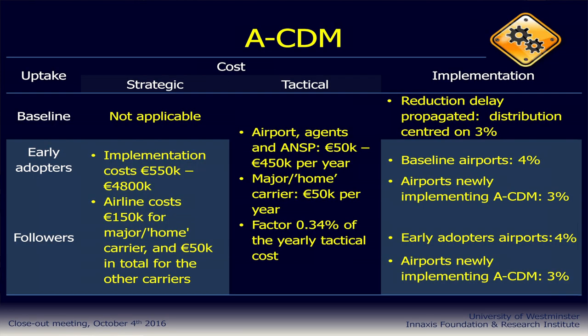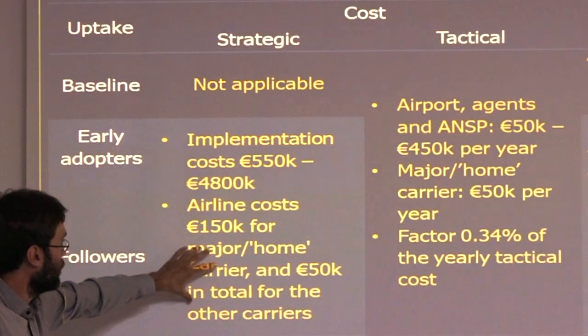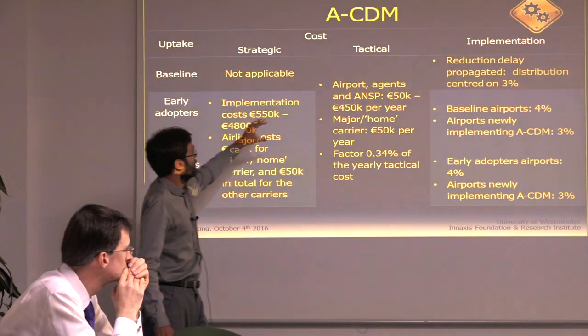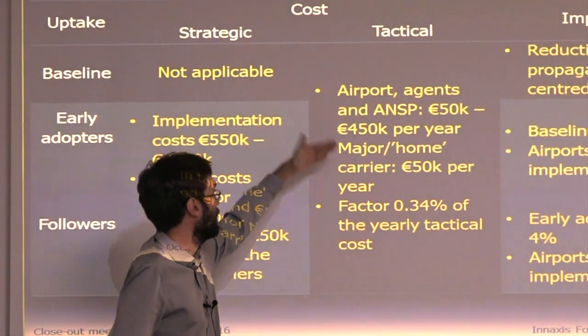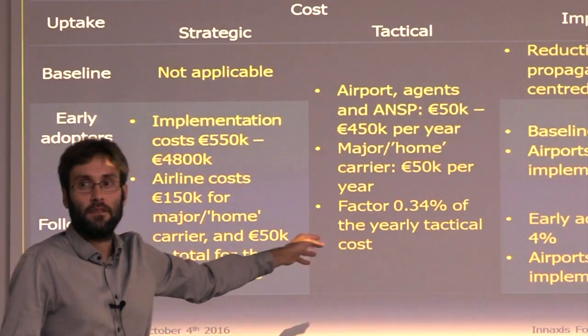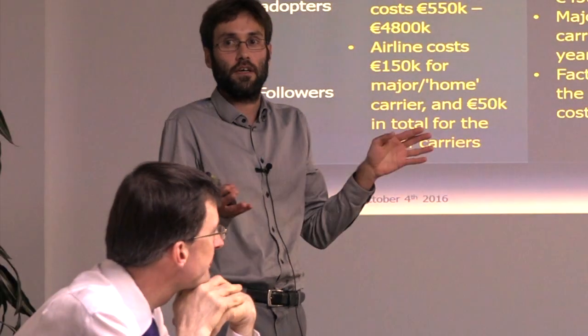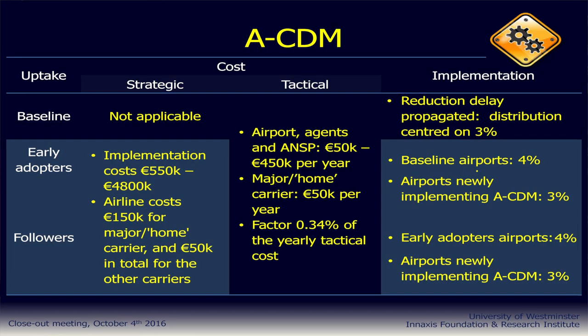For the airports that don't have ACDM implemented, there is a strategic cost that is mainly going to be borne by the airports, even if there is some investment by the airlines. And the tactical cost, as you can see, again has a big part related to the airports and some investment by the airline. But as you can see, we have applied a factor of 0.35% to dilute the tactical cost of the whole year to only one day. That percentage represents the amount of traffic we have in the day under study, because we want the cost to be comparable across the mechanisms. So we are just doing the cost for that day of operation tactically.